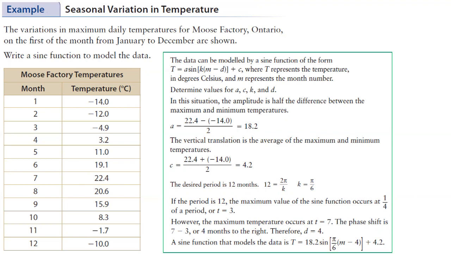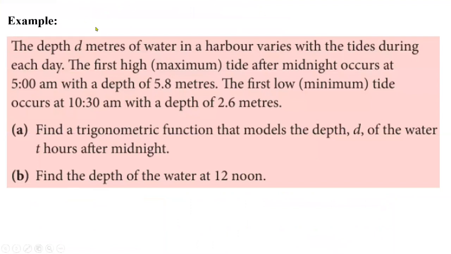All right, so let's have a look at another example. This time we have a depth d meters of water in a harbor, which varies with the tides during each day. The first high (maximum) tide after midnight occurs at 5 a.m. with a depth of 5.8 meters. The first low (minimum) tide occurs at 10:30 a.m. with a depth of 2.6 meters.